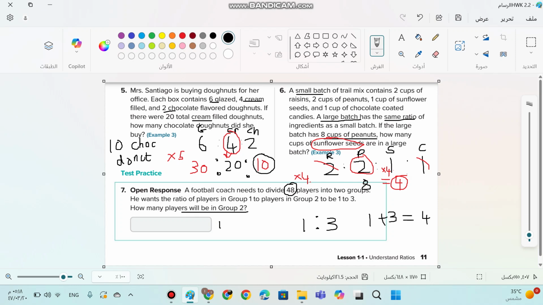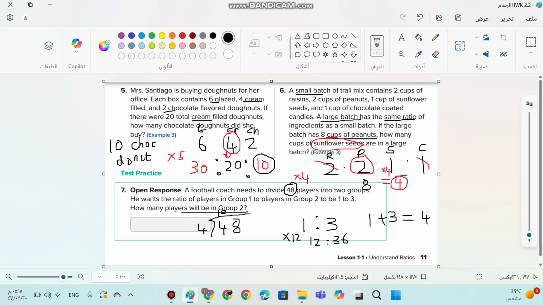How do I divide 48 into 4 parts? We can use the bus stop method. So 4 divided by 4 is 1. 8 divided by 4 is 2. I must multiply by 12. So 1 times 12 is 12. And 3 times 12 is 36. How do I know that? Because 3 times 10 is 30. 3 times 2 is 6.